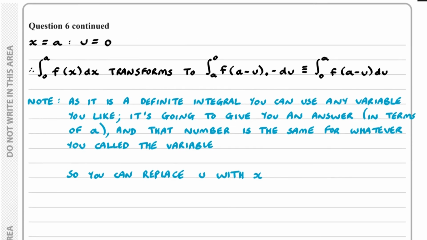And if we replace u with x, we can therefore conclude that the integral from 0 to a of f of x with respect to x will equal the integral from 0 to a of f of a minus x with respect to x.